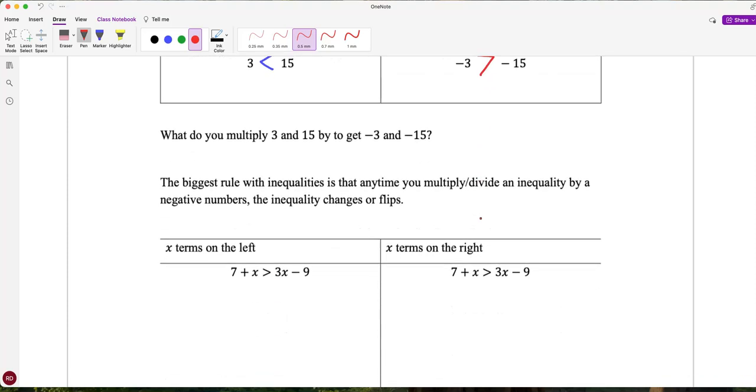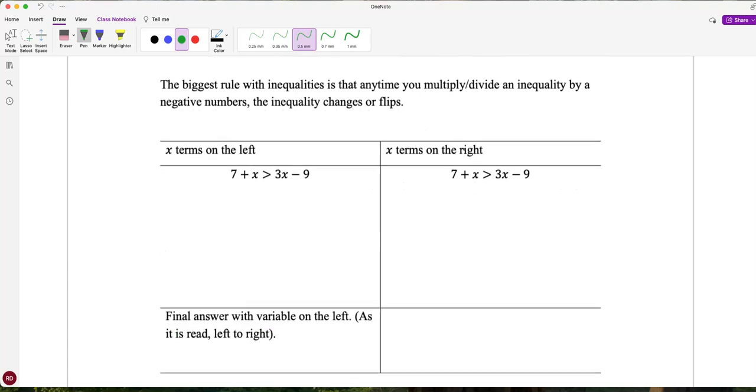So what do you multiply 3 and 15 by to get negative 3 and negative 15? That's just multiplying by negative 1. So this is our biggest rule with inequalities. Anytime you multiply or divide an inequality by a negative number, the inequality changes signs, or it flips, okay?